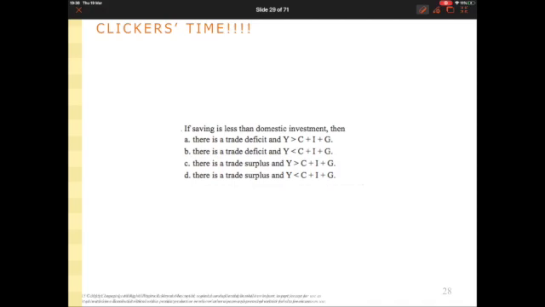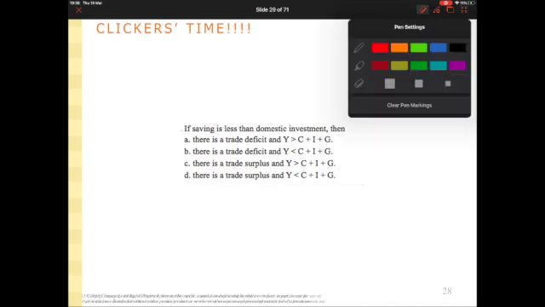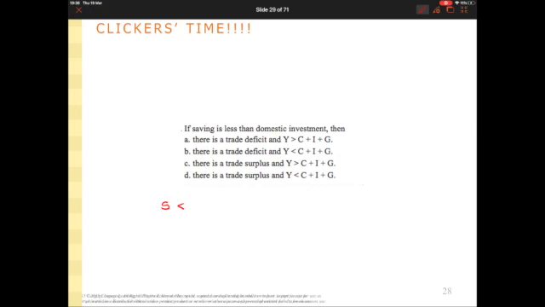Let us do this exercise very quickly. If savings is less than domestic investment, which one of these answers is correct? So let us work it out. Savings is less than investment. What is the definition of savings? It is output minus consumption minus government expenditure, which should be less than investment. Now, let me bring the other terms to the right hand side and see which one is the correct one. So Y is less than C plus I plus G. Which one of these is correct? B is the correct one.